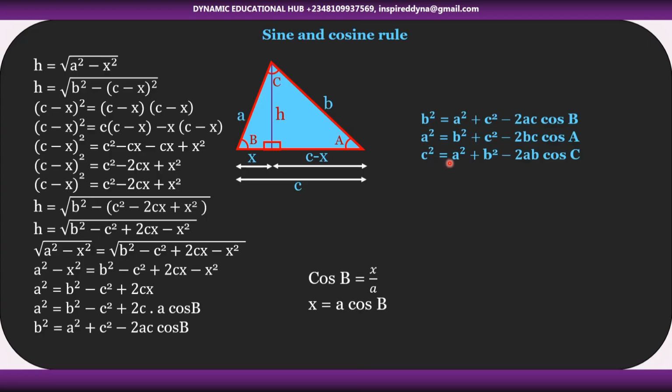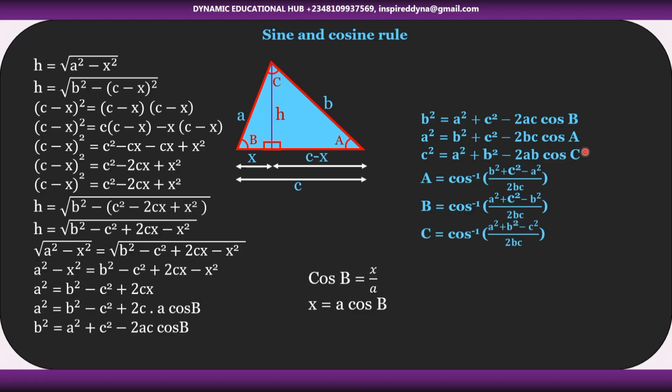The same thing with C. C squared will be A squared plus B squared, the other side, minus 2 multiplied by A and B, cosine of what angle? The angle that is opposite to C. What we have here. Now, when you try to make the angle subject of the formula, what are we going to have? We have this expression. This is cosine rule. So I'm still going to show you how you can use this to solve triangle. I'm just laying the foundation.